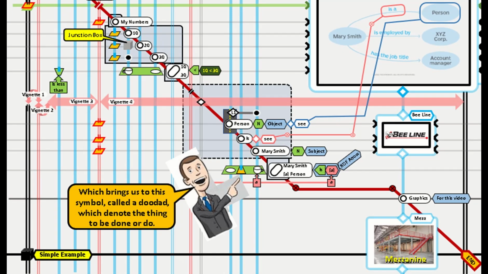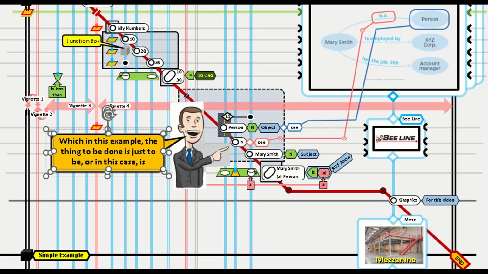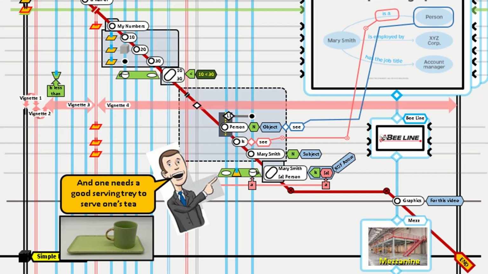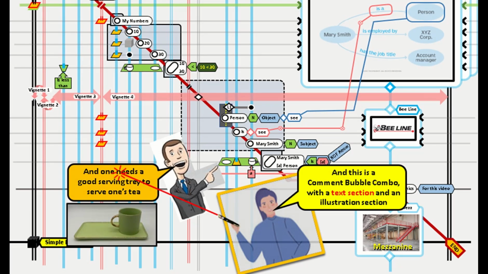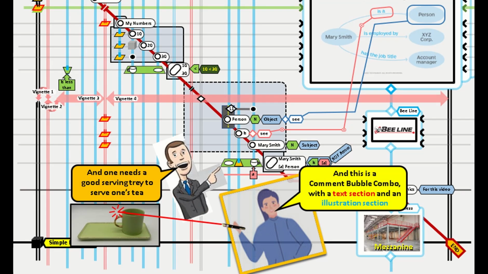Which brings us to this symbol, called a doodad, which denotes the white pearl that serves as the thing to be done or do, which in this example, the thing to be done is just to be, or in this case, is. And one does need a good serving tray to serve one's tea. And, by the way, this is a comment bubble combo, with a text section and an illustration section.